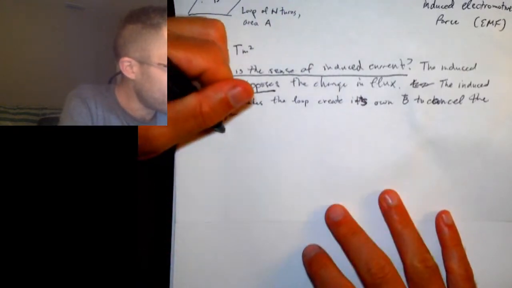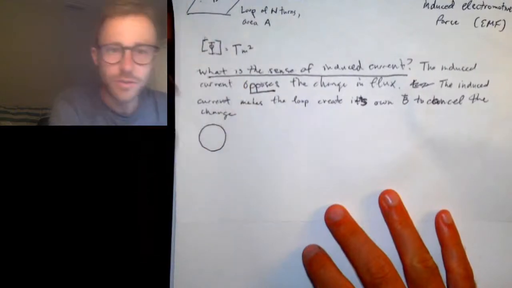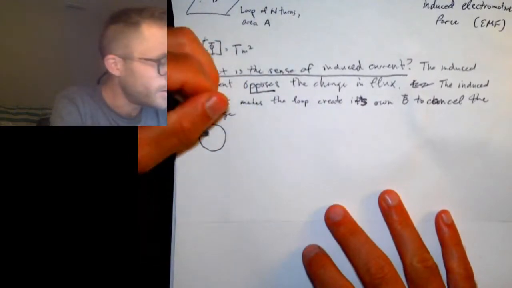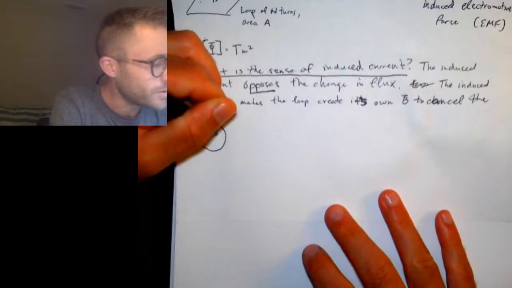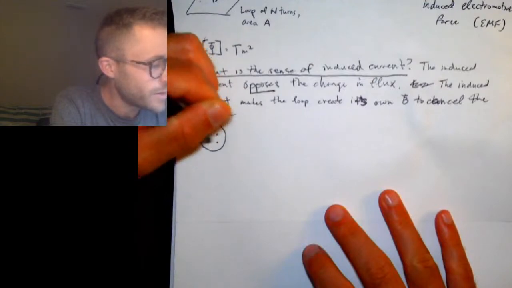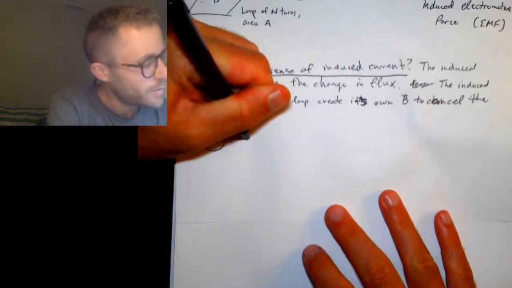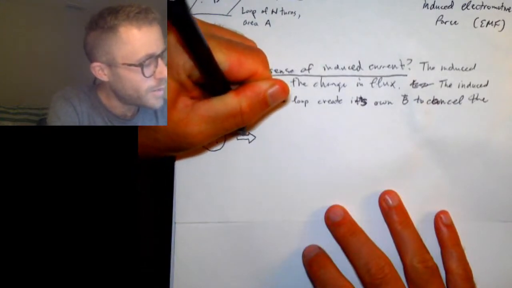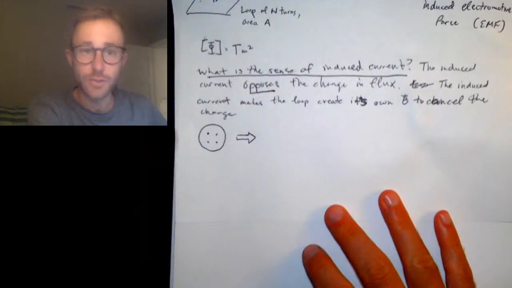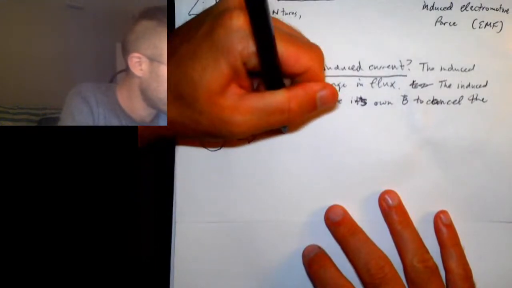So what if I have a loop, and the loop initially has no current, and there's a magnetic field that is out of the page. And then maybe that magnetic field changes so that it's more intense.